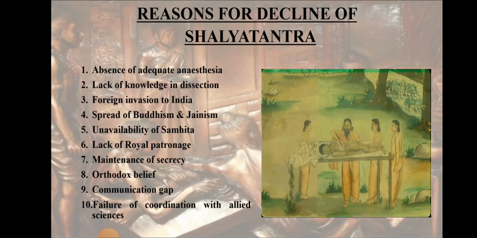Next is maintenance of secrecy. That is, the physicians who were practicing this Shalyatantra maintained confidentiality while procuring the drugs as well as preparing medicines. All those processes were kept secret. The knowledge was not passed on to others. It was passed on to a certain group of people alone. Because of that, the knowledge was lost with those particular people. It was not passed on to society. That is maintenance of secrecy.